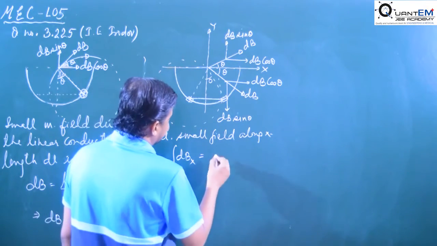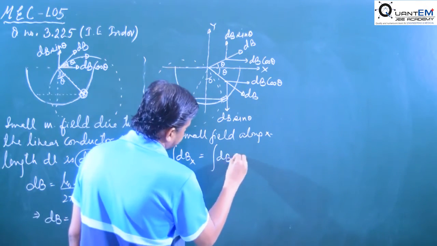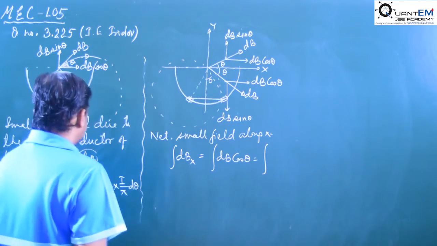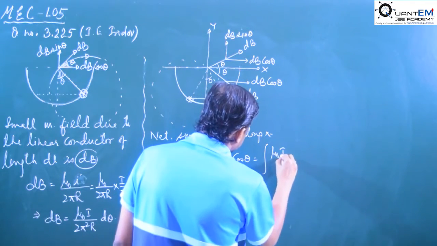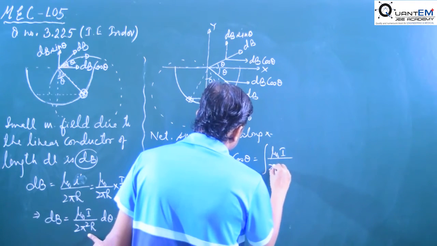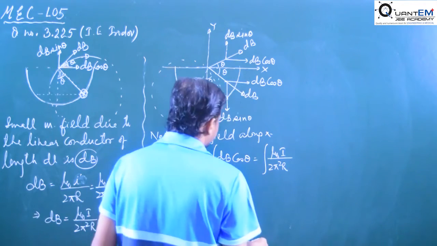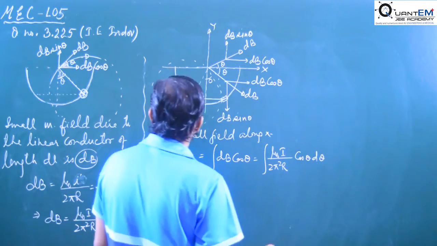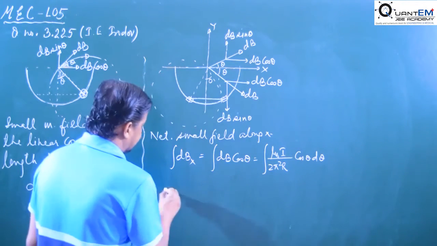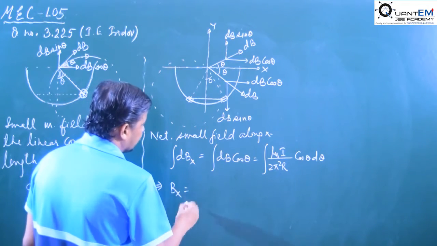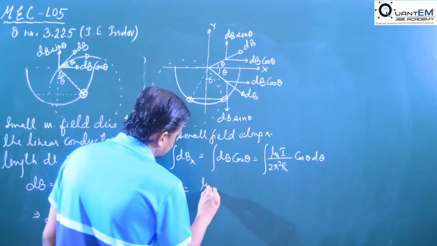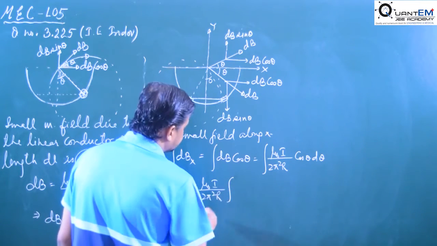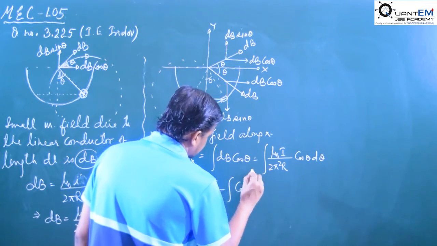Okay, so that is the integral of dB cos theta. What is the value of dB we have? It is mu naught I by 2 pi square r, and it is cos theta d theta. Okay, and take the limits. Bx we have, constants are taken out, mu naught I by 2 pi square r, and it is cos theta.